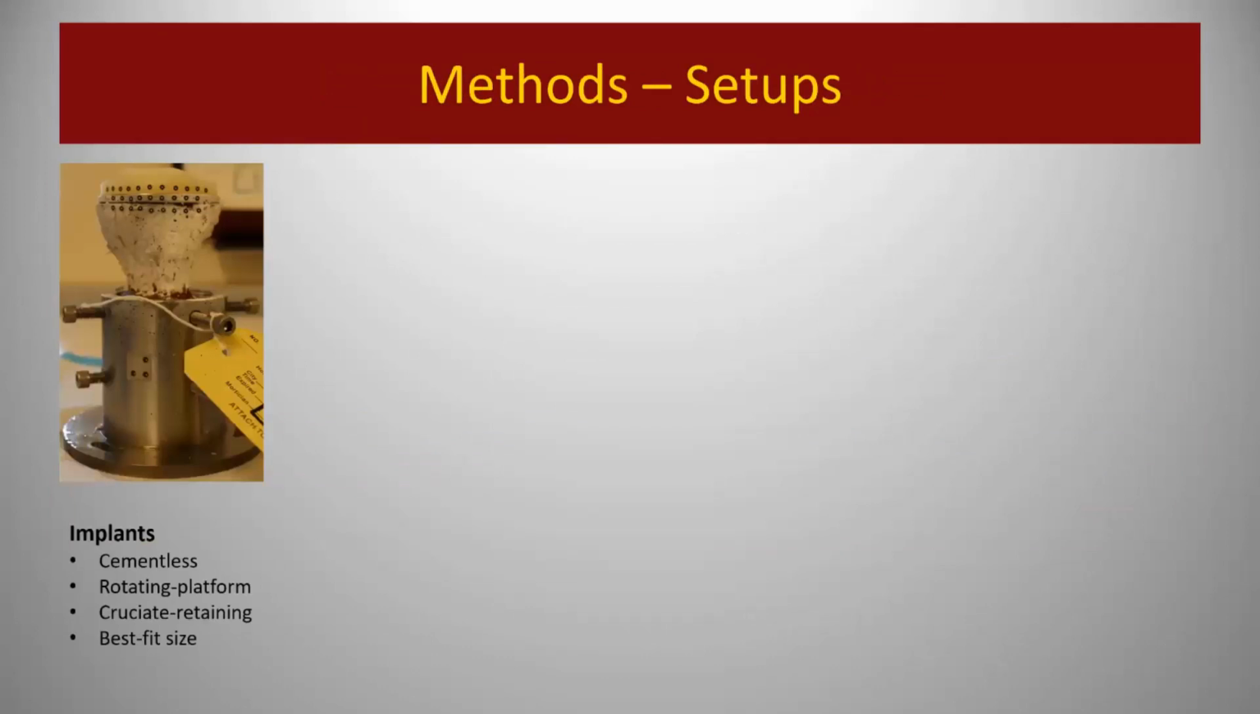3 cadaveric tibiae were implanted with cementless rotating platform, cruciate retaining tibial prosthesis, and potted into fixtures. Marker couples were placed at the exposed anterior surfaces of the tray and tibia. A speckle pattern was applied on the tibial surface to enable measuring surface displacements. The tray and tibia surfaces were also probed using the Optical Strain System to reproduce the same tray bone alignment for the later finite element models.